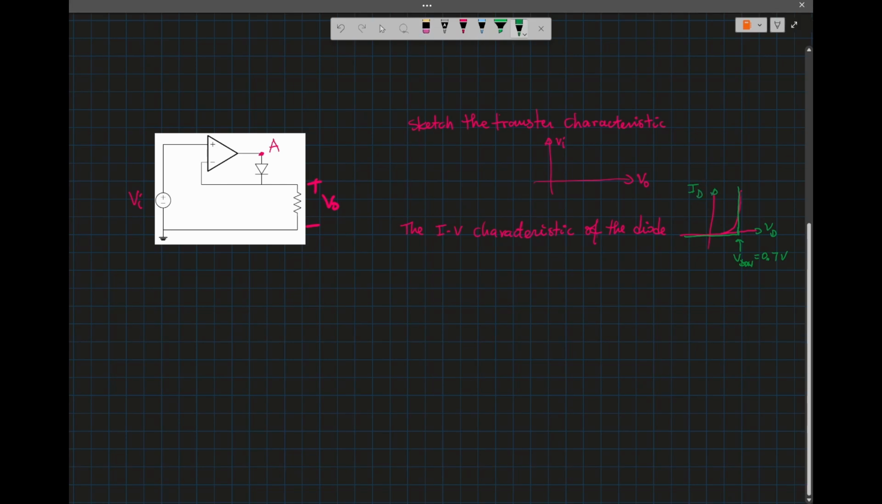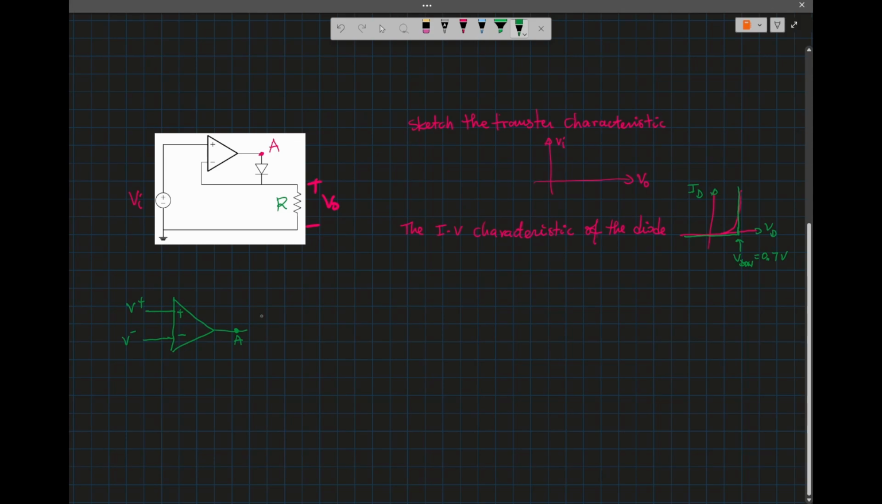Now, this is the resistor R across which we measure the output voltage. Before we solve this, in this network we have an op-amp, operational amplifier, and a diode. So for the operational amplifier, we have V plus, V minus, and this is the output.